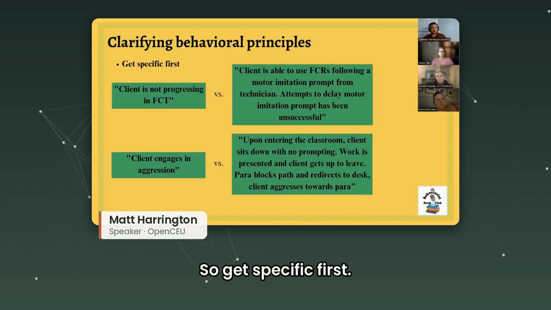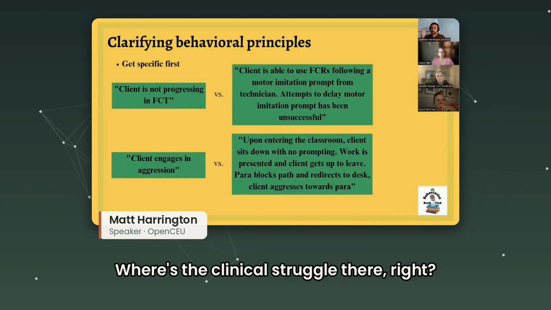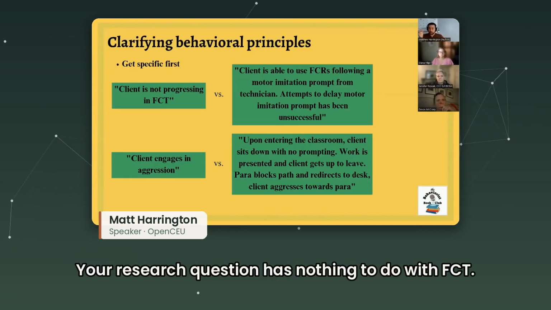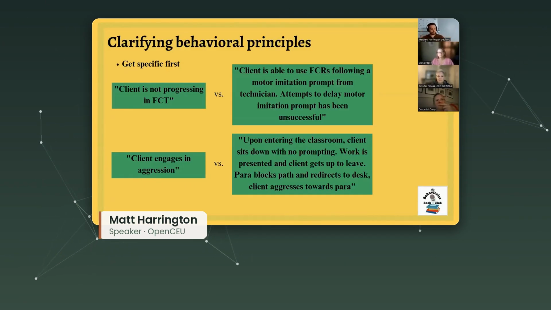So get specific first. We can use FCRs following a motor imitation prompt, but delaying the imitation prompt has been unsuccessful. Where's the clinical struggle there, right? It's delaying the motor imitation prompt. Your research question has nothing to do with FCT. It's about delaying motor imitation prompts.